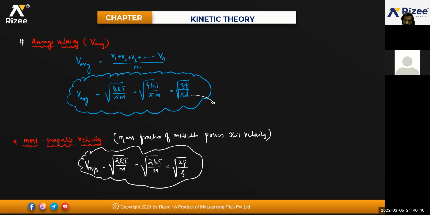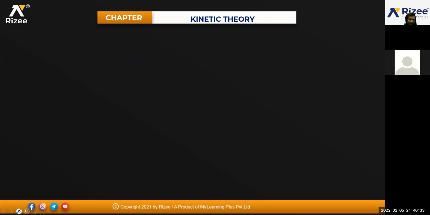Here D is nothing but density, and P is nothing but pressure. Clear? So we have three types of velocities: Vrms, average velocity, and most probable velocity. And this graph is very important, beta. So let me draw the graph for this one.